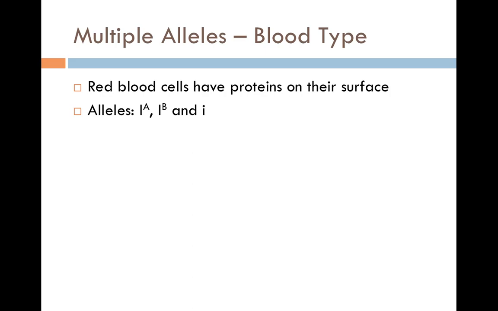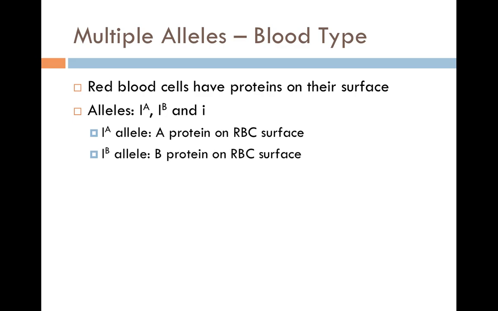So here are the 3. We have 3 different versions for this particular gene instead of just 2. That's why we say it's multiple alleles. So if you have the A allele, that means you create what we call the A protein on the surface of your red blood cell. So the A allele is instructions for making the A protein. If you have the B allele, then you make the B protein on the surface of your red blood cells. If you have the i allele, that actually doesn't code for any proteins. So it's recessive. It doesn't actually make any proteins that go on the surface of the red blood cells.